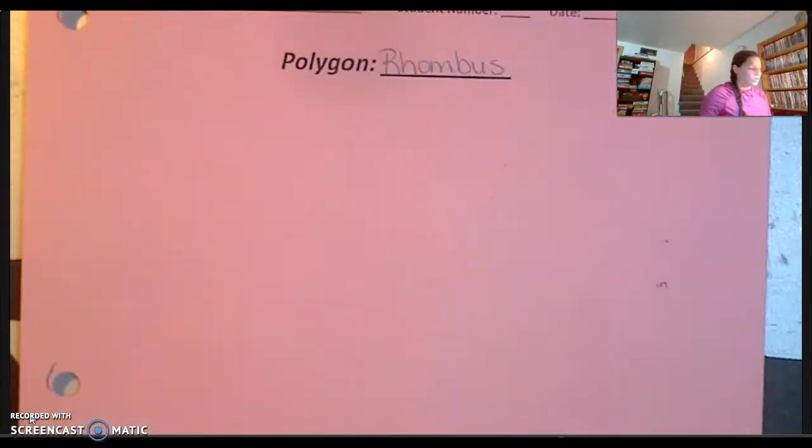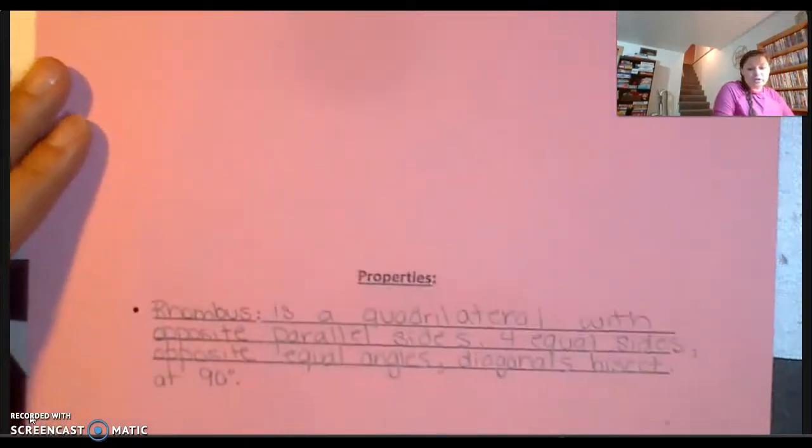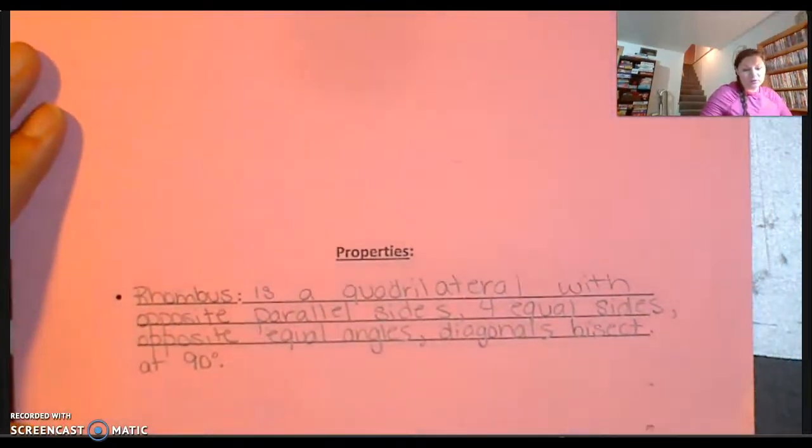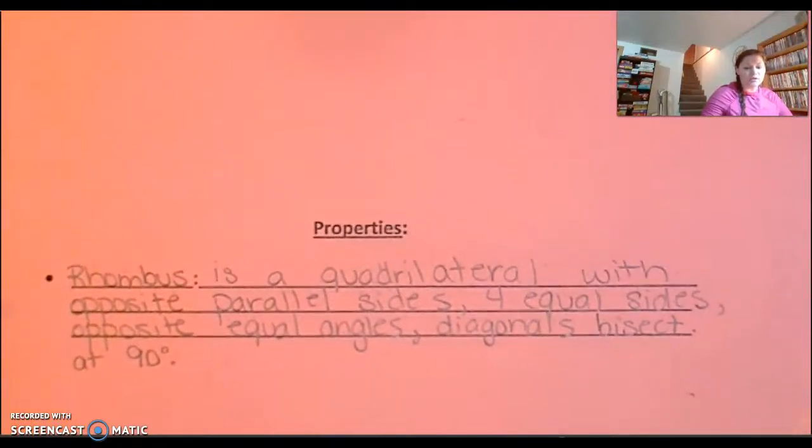Okay, and our next quadrilateral is a rhombus. And before we can draw it, we need to define it. I'm going to zoom in so you can read these with me. It says, a rhombus is a quadrilateral with opposite parallel sides, 4 equal sides, and opposite equal angles. Diagonals bisect at 90 degrees.